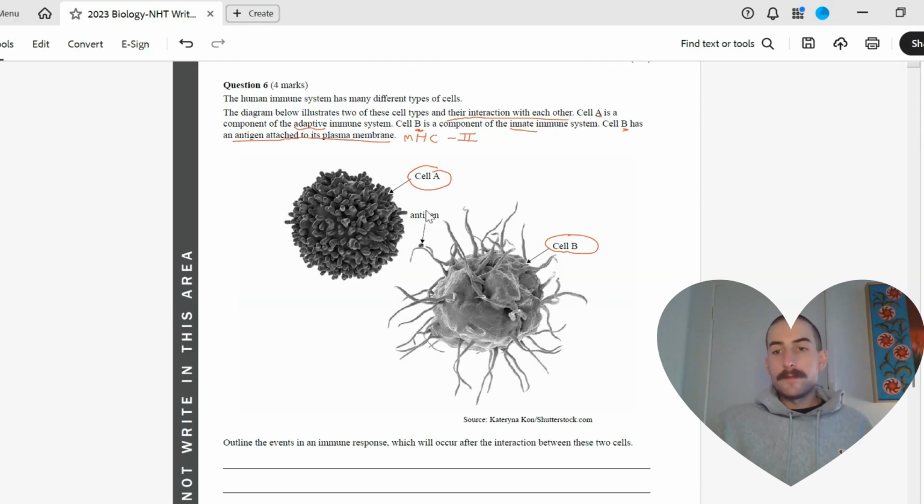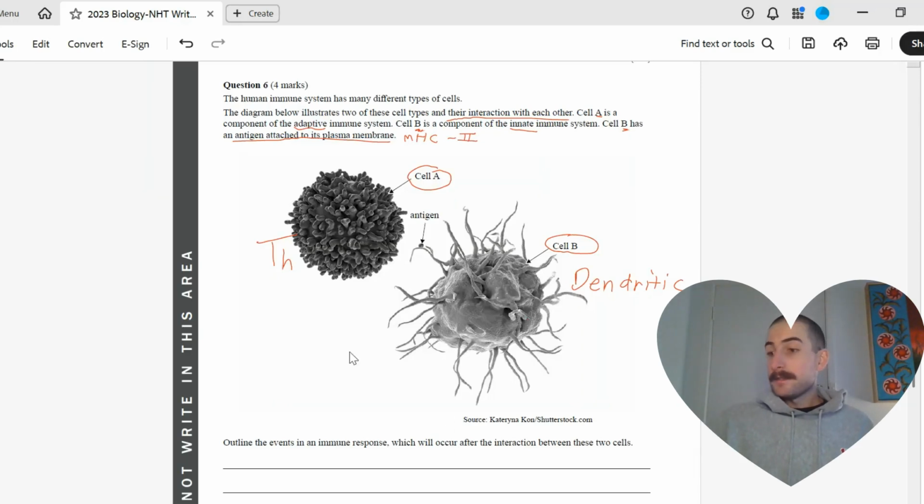If we know our steps of the cell-mediated or the humoral response, hopefully we're thinking that this might be a T helper cell, and this is probably some sort of APC. It's potentially a dendritic cell. Great. So what we've got is a T helper and a dendritic cell.